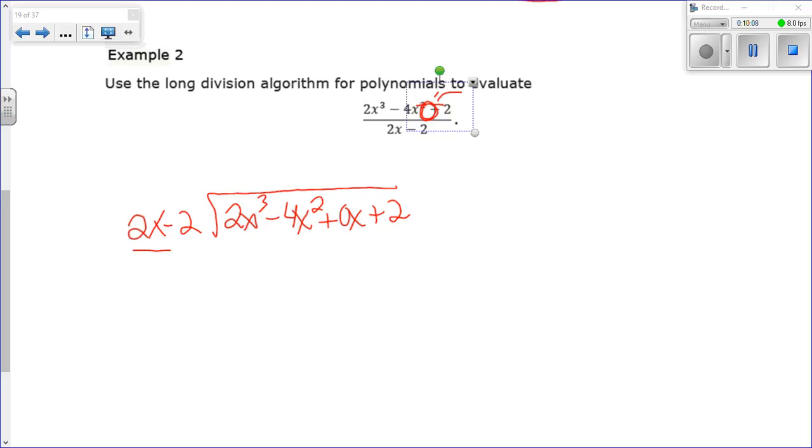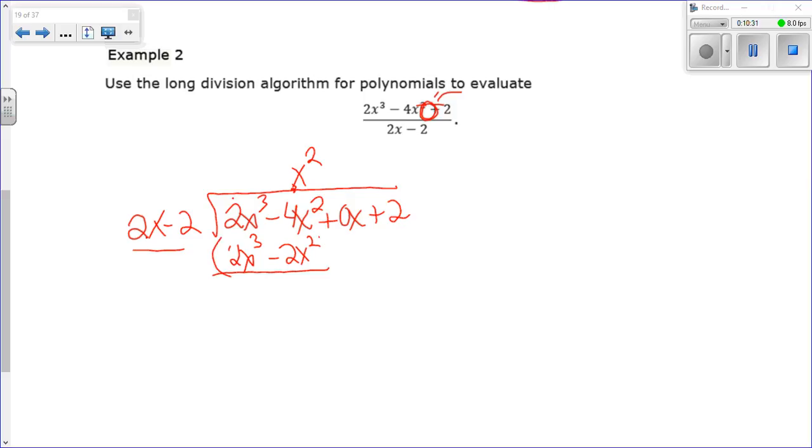So I have two terms over here. I need to go over two places here. And I ask myself, what do I multiply 2x by to get 2x cubed? Well, that's just x squared. X squared times 2x is 2x cubed. X squared times negative 2 is negative 2x squared.